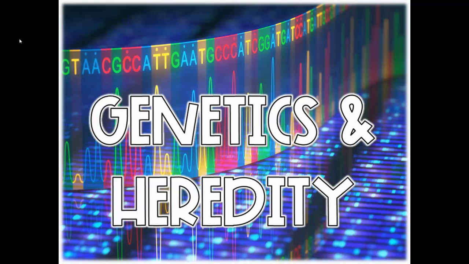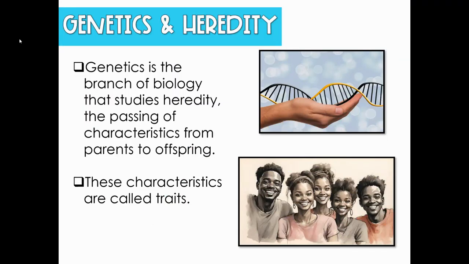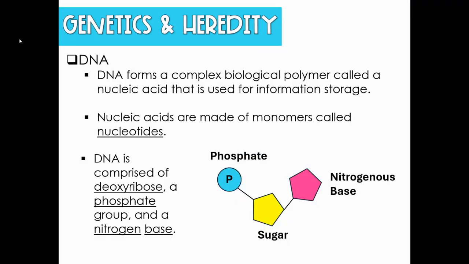All right, welcome to our genetics and heredity review. This is part 2 of a 5-part series that reviews everything that we've covered this year in biology. So, genetics is just the branch of biology that studies heredity, which is the passing of characteristics from parents to offspring, and we call these characteristics traits. So we're going to start our genetics portion of the review, and then we'll sort of transition into heredity.